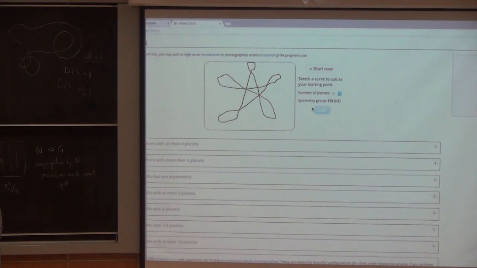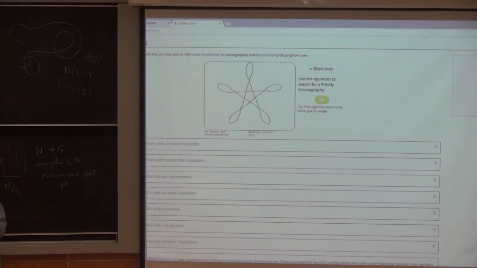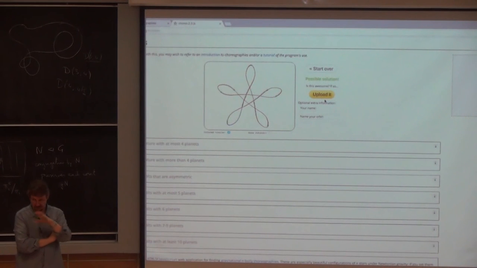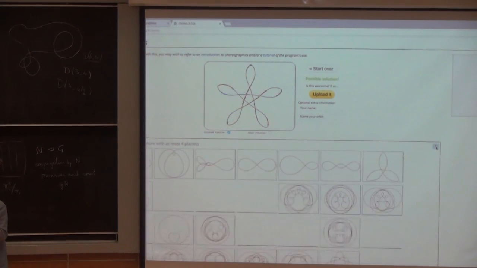Okay, not very good. He knows I'm not very good at drawing. So he's produced one that has the symmetry I put in. And now I go, and it converges. It uses Newton's method to try and find the minimum, or actually, not just the minimum, but any stationary point of the action. It's fantastic. Under here, you can see all sorts of examples that he and other people have found.